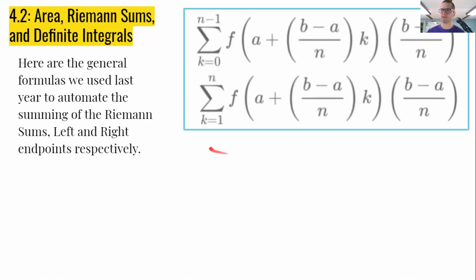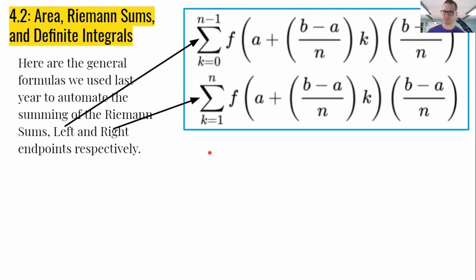So here are the general formulas we used last year to automate the summing of the Riemann sums, the left and right endpoints respectively. Again, this is what it looked like at the end of the year when we started trying to figure out, okay, how can we automate this more? Other than just setting it up and then plugging it in, how can we automate it even further? How can I think as little as possible about how the setup works so I can just plug and chug? And this is where we started getting to. I'll explain these pieces when we get into the next part.